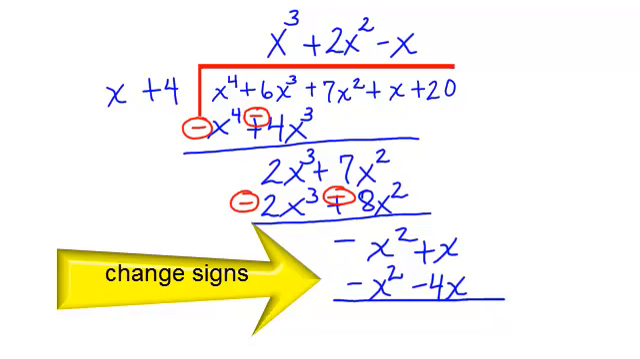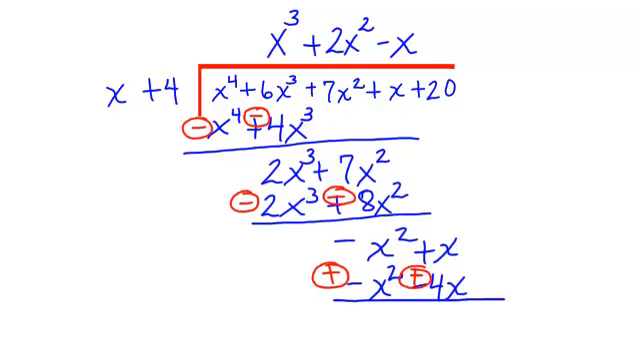Okay, we need to draw our line. And we will subtract. So that's why I am changing these signs. Sure enough, our first terms cancel. I have positive 1x and a positive 4x. That will be 5x. And bring down that next term, which is a positive 20. And let's do it again.